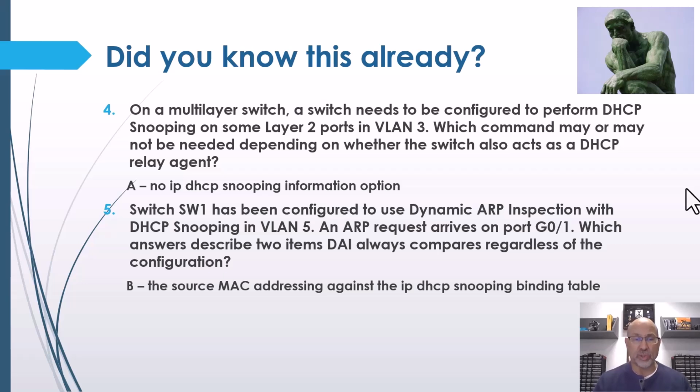Question number 5, switch 1 has been configured to use dynamic ARP inspection with DHCP snooping in VLAN 5. An ARP request arrives on port gig 0/1. Which answers describe 2 items DAI always compares regardless of the configuration? So if you did nothing extra, if you weren't doing validation, what do you know you're going to be doing? You're going to be comparing the MAC addressing that you see in the ARP messages against the DHCP snooping binding table. So that was the 3 PCs that we saw in the switch binding table.